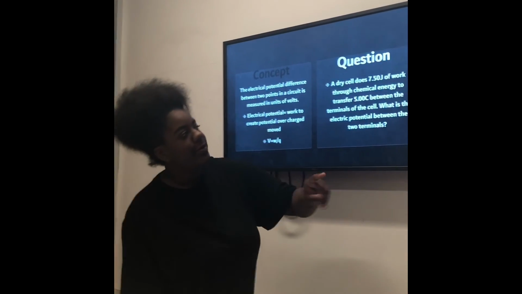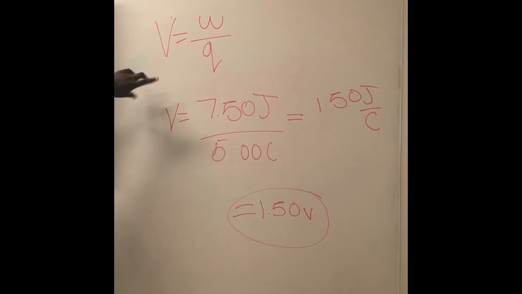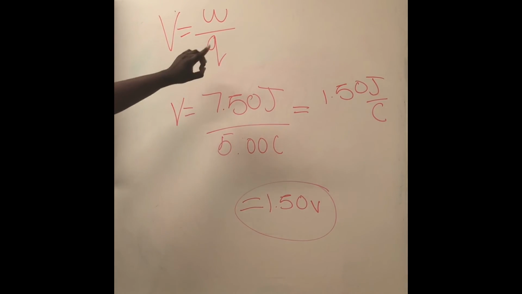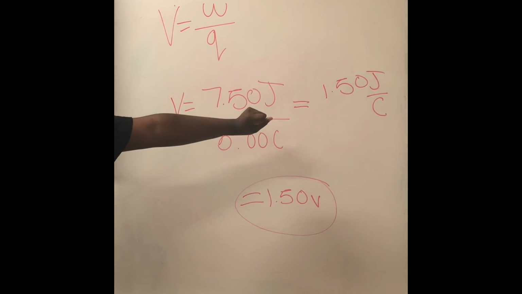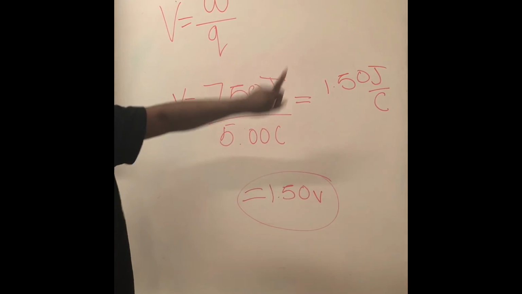And over here, I wrote down the formula, which is V equals W over Q. And to find volts, we did 7.50 joules over 5, which is equal to 1.50 joules over coulomb, which is equal to 1.50 volts.